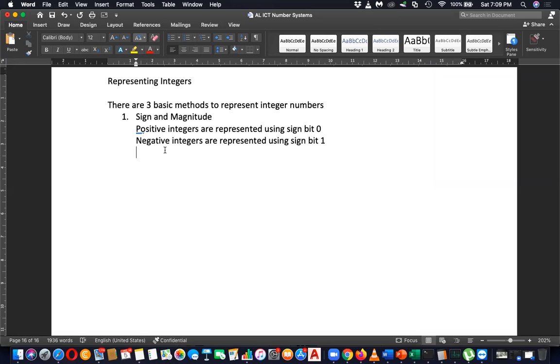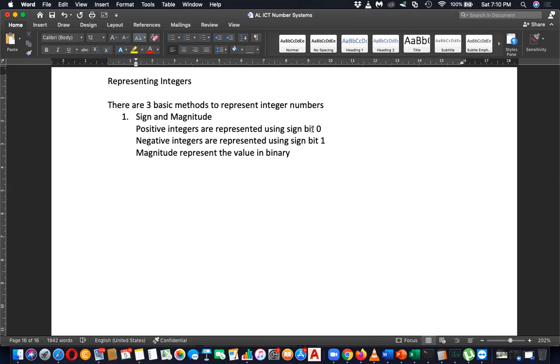Positive integers are represented using sign bit 0. Negative integers are represented using sign bit 1. And the magnitude, what does magnitude do? Magnitude represents the value in binary. So please write this down. In the sign and magnitude method, positive integers are represented using sign bit 0 and negative integers are represented using sign bit 1.